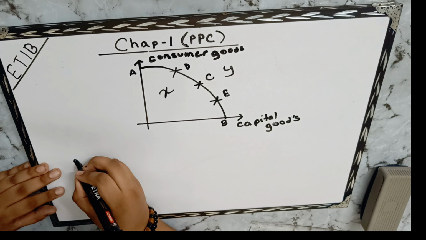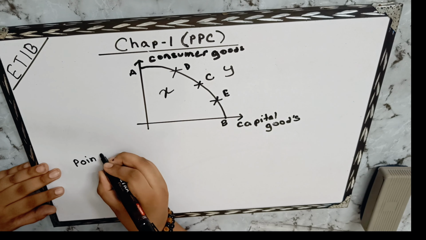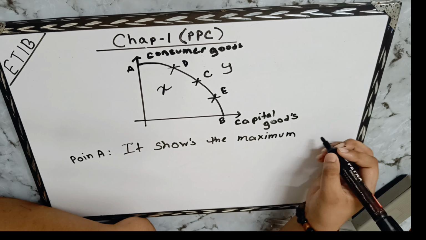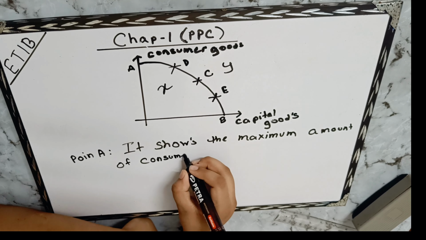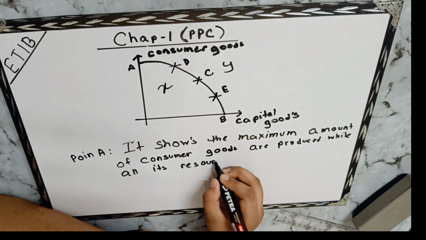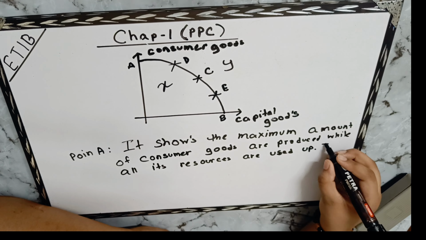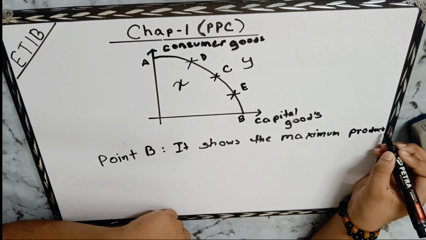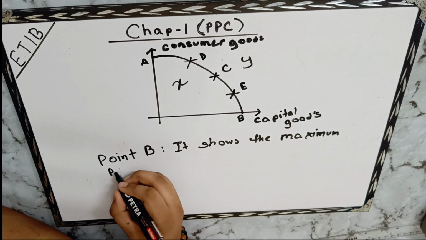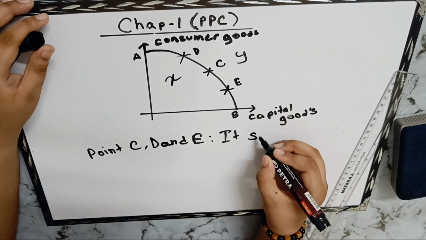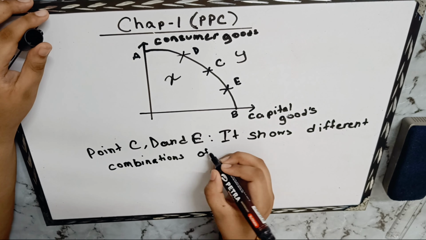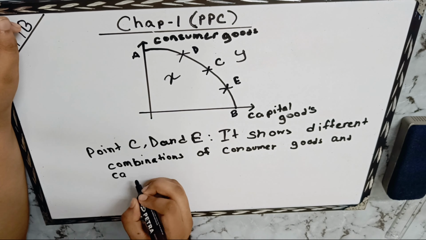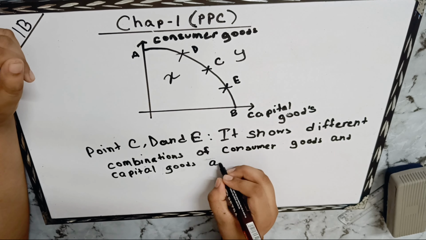So let's explain these points, starting with point A. Point A shows the maximum amount of consumer goods produced when all its resources are used up and there is no production of capital goods. Point B shows the maximum production of capital goods when all its resources are used up and there is no production of consumer goods. The answer for points C, D and E will be: points C, D and E show different combinations of consumer goods and capital goods produced when all the resources are used up.